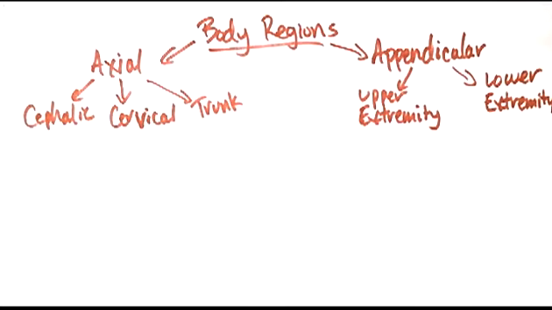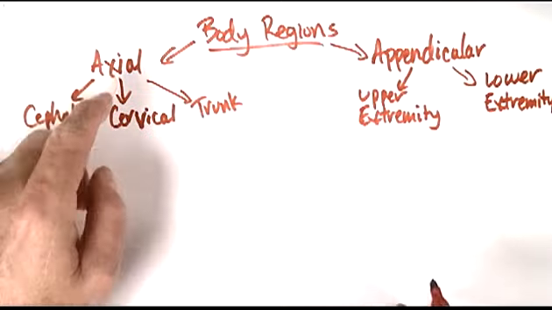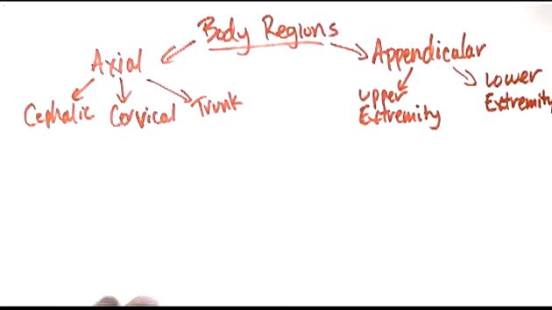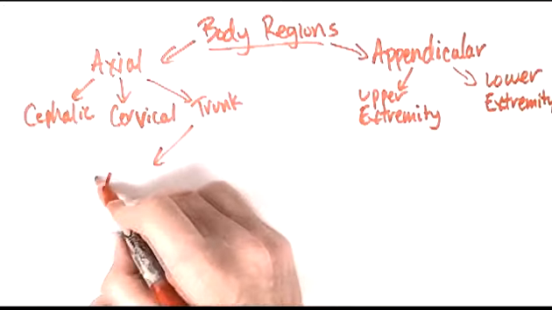and then the trunk. And by far the trunk has the biggest division of all of this, because we're going to divide that also into three. So we're taking this axial region, we divide it into three, now we're going to divide the trunk into three here down at the bottom. And the trunk has the thoracic.